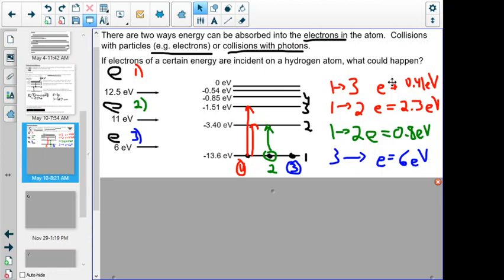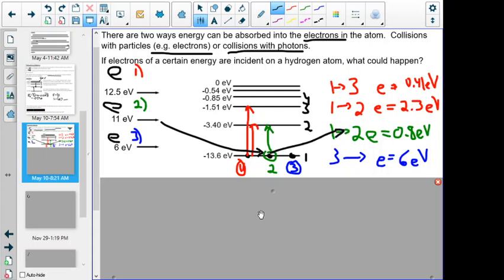Yes. So these ones here, these are what the electron that comes in. Really what's going on is electron two comes in, hits this, and then bounces off and leaves. That electron will leave with 0.8 electron volts of energy. This one is now up here in state two. It's hanging out there for a little while. Eventually it'll drop back down and it'll emit a photon that has 10.2 electron volts of energy.